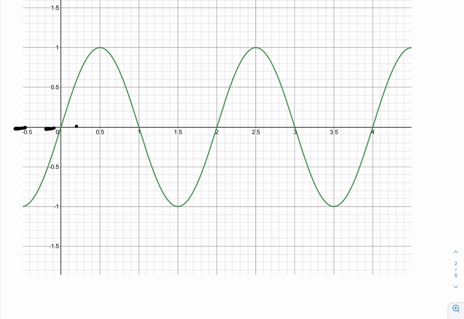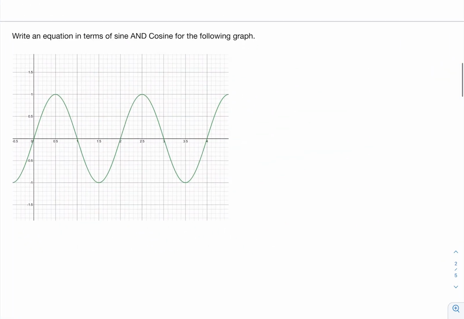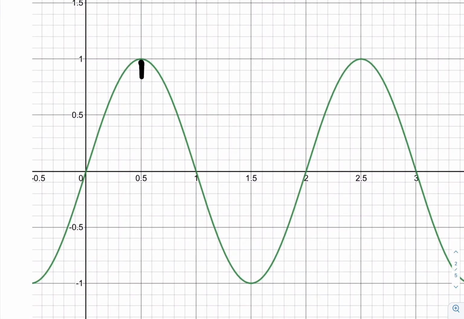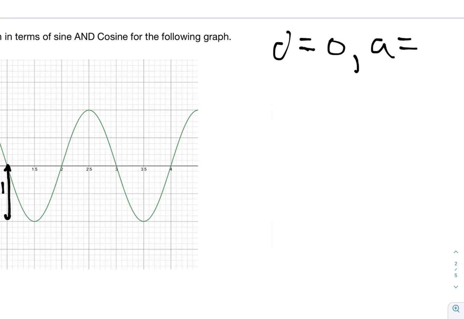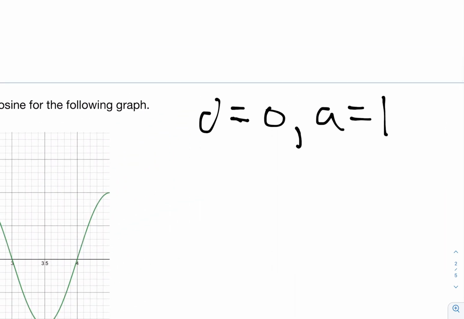So we can find it one of those two ways. So if D is 0, we don't have to worry about adding or subtracting anything at the end. So right here, D equals 0. What's A going to be then if we know D is 0? Well, our maximum goes from 0 to 1, and our minimum goes from 0 to -1. So that must mean that our amplitude is 1, because it doesn't go up or down more or less than 1. So A is going to be equal to 1.